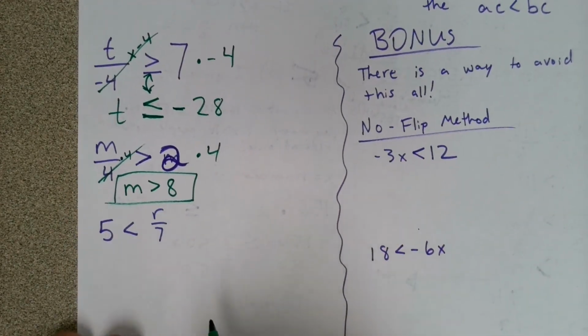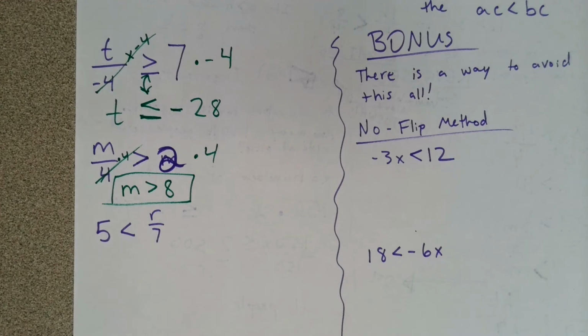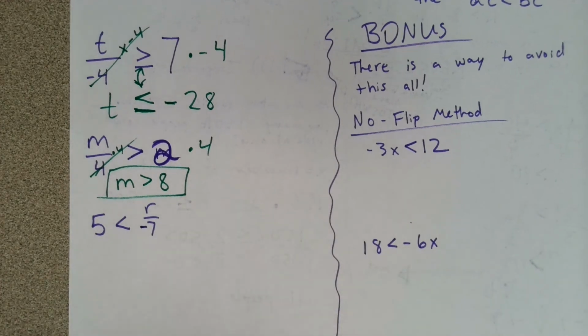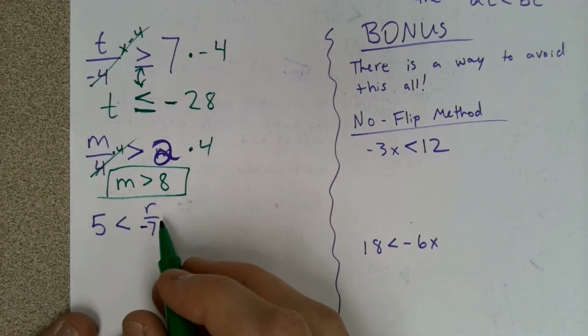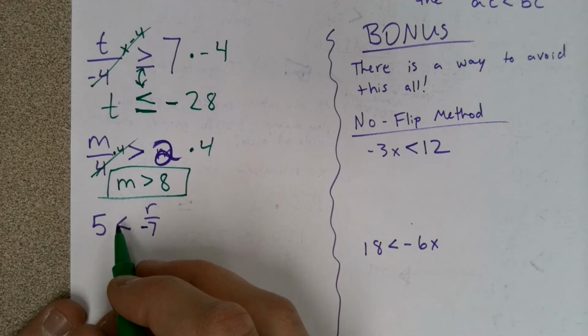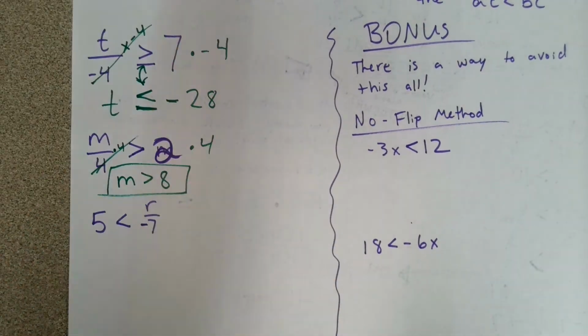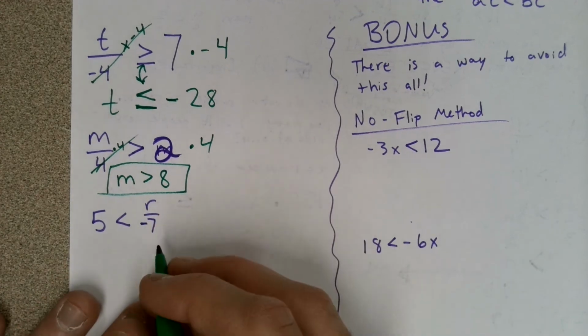I got one more for you here, and then we're going to do some bonus questions. Actually, you know what? I'm going to make this a negative number right now. I want to get some practice with it. R divided by negative 7, I'm going to restart. 5 is less than R divided by negative 7.